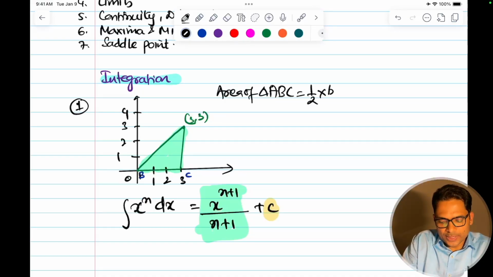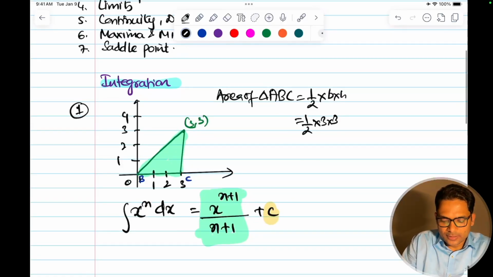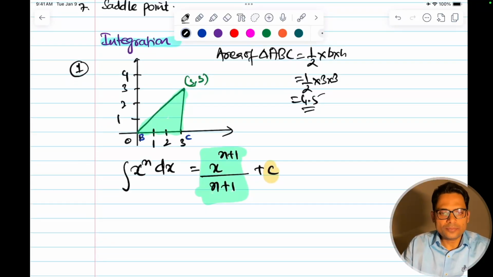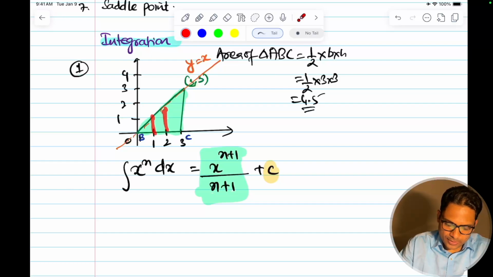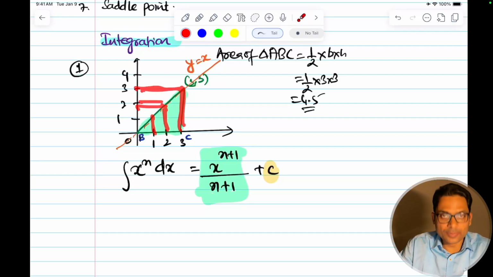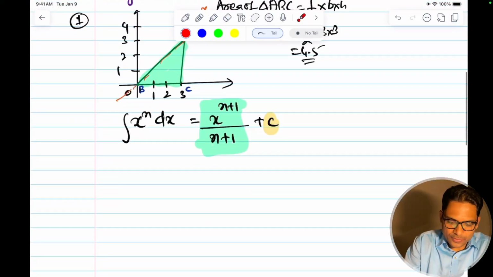Half into base into height, that is equal to half into 3 into 3, that is equal to 4.5, 9 by 2. Okay, and now if you say this equation of this line, this is nothing but y is equal to x. Here x1 y1 x2 y2, and I have taken this purposefully so that it simplifies. Okay, so let's quickly understand.